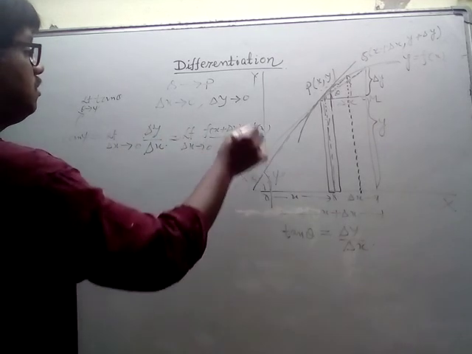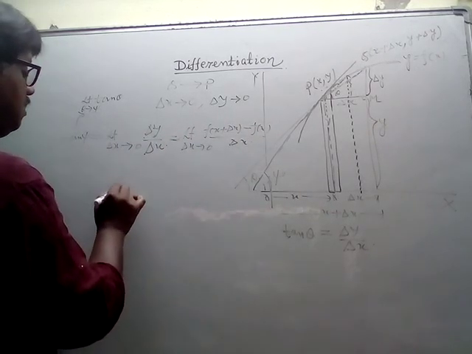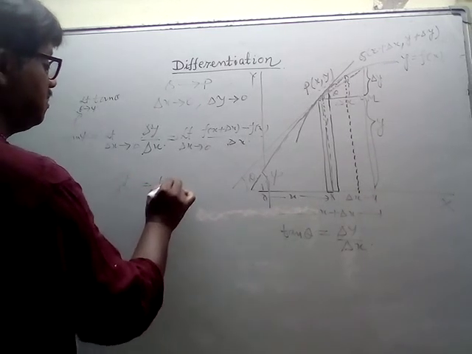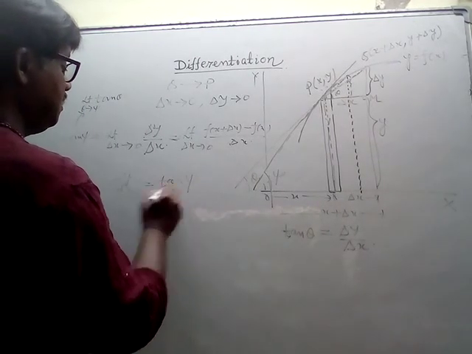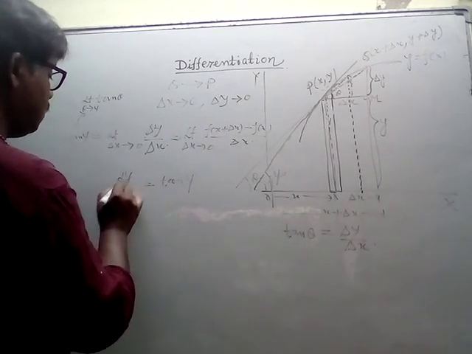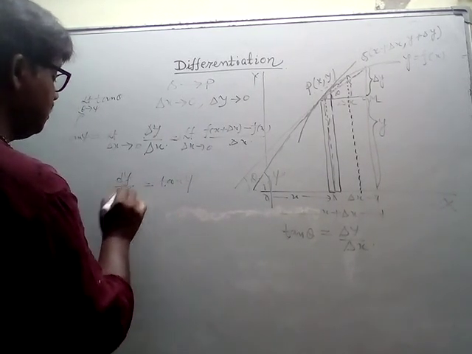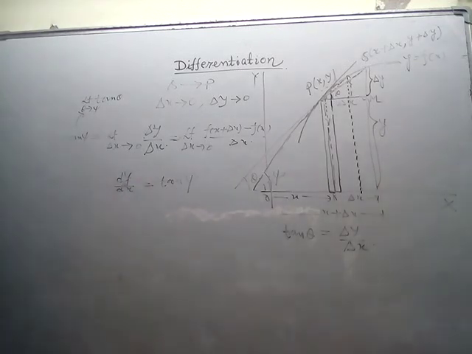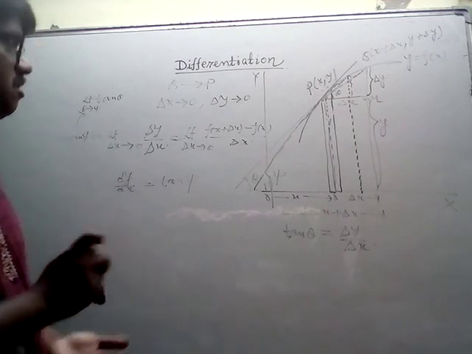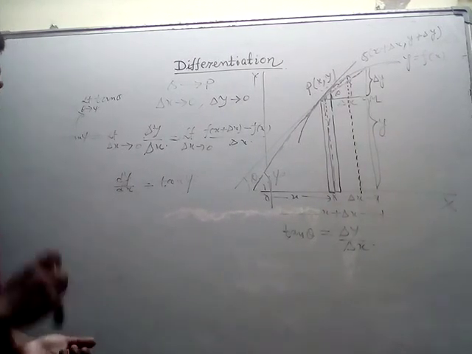This limit is denoted by d/dx of y. d/dx of y equals tan psi. That is, the derivative represents the slope of the tangent. Derivative represents the slope of the tangents. This is the geometrical interpretation.